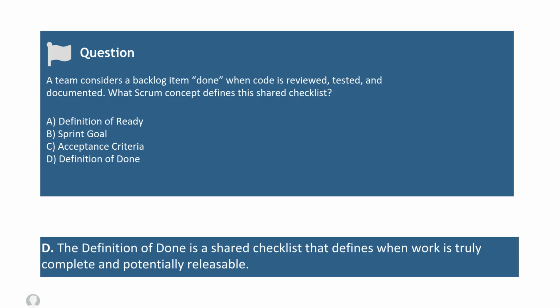Now, sprint goal. The sprint goal is a single objective the team commits to for the sprint, kind of the why behind all the work, like enable users to save items for later. That's a goal, not a quality check, so B is out.